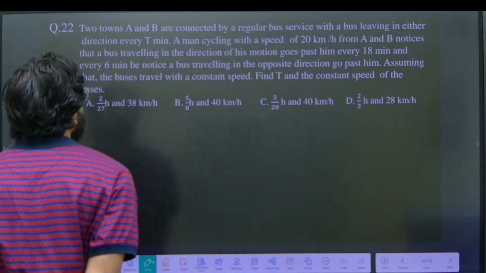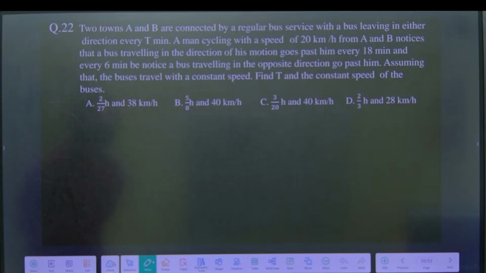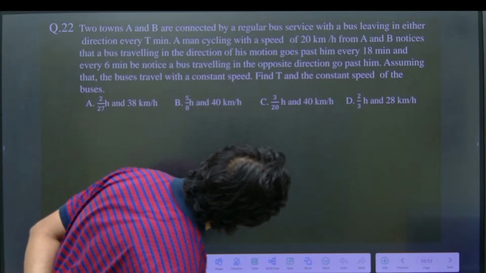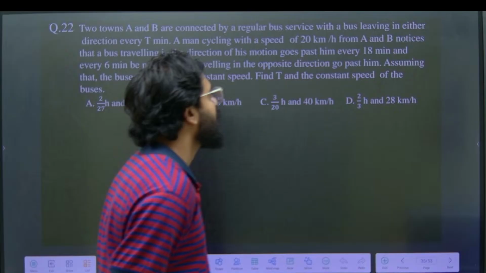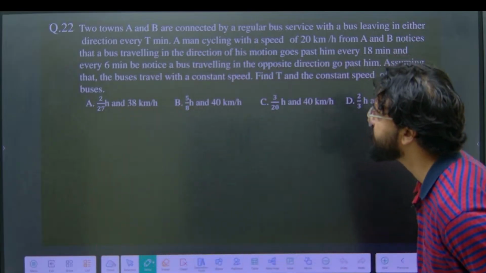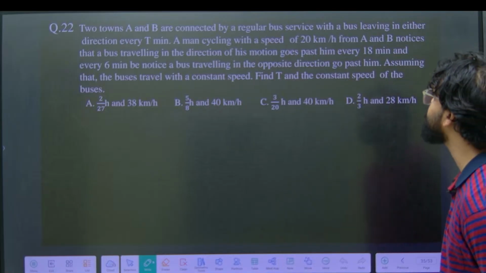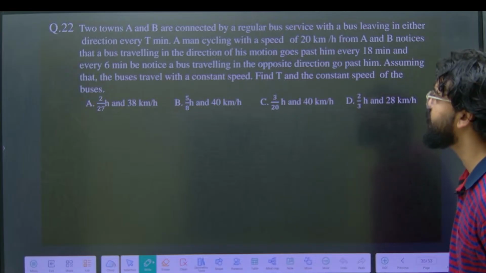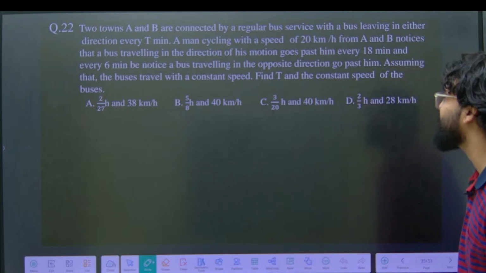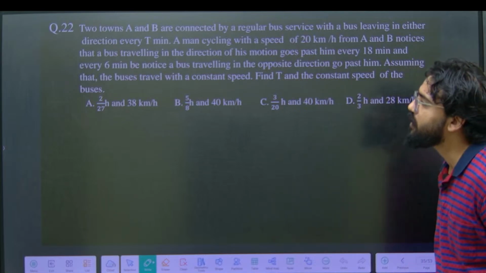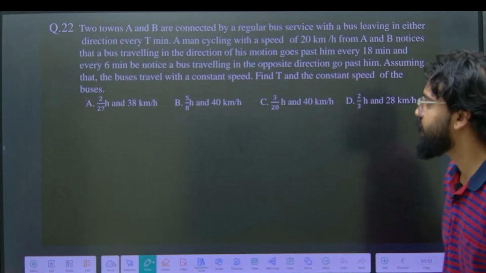Two towns A and B are connected by a regular bus service with a bus leaving in either direction every t minutes. A man cycling with a speed of 20 km per hour from A to B notices that a bus traveling in the direction of his motion goes past him every 18 minutes, and every 6 minutes he notices a bus traveling in the opposite direction. Assuming that the bus travels with a constant speed, find the t and the constant speed of the bus.